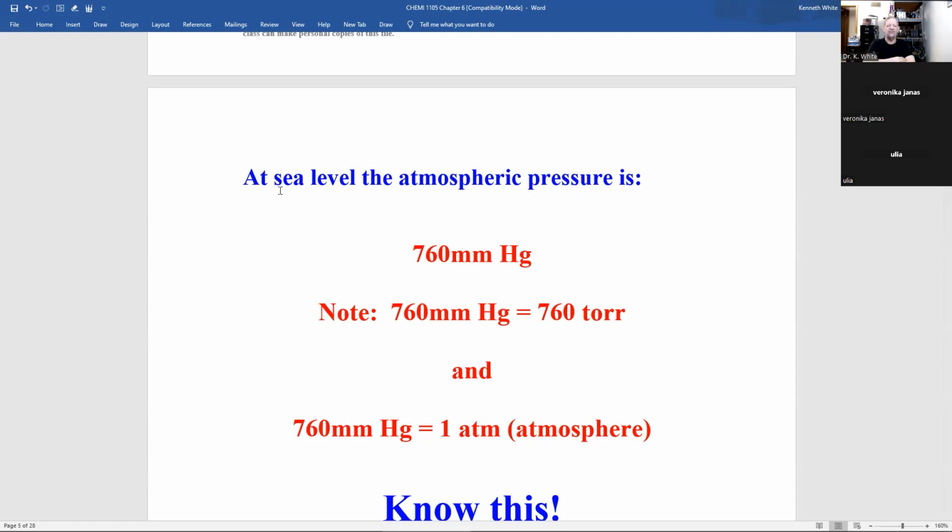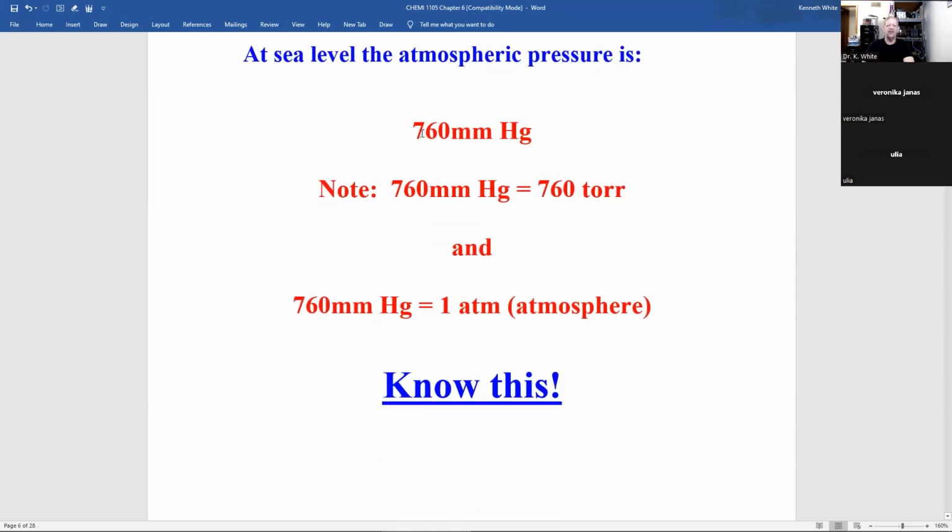So by definition, when there are no storms coming through at sea level, the atmospheric pressure is 760 millimeters of mercury, Hg. This is a defined number. This is an exact number. Since 1 millimeter mercury equals 1 torr, this also means 760 millimeters of mercury equals 760 torr.